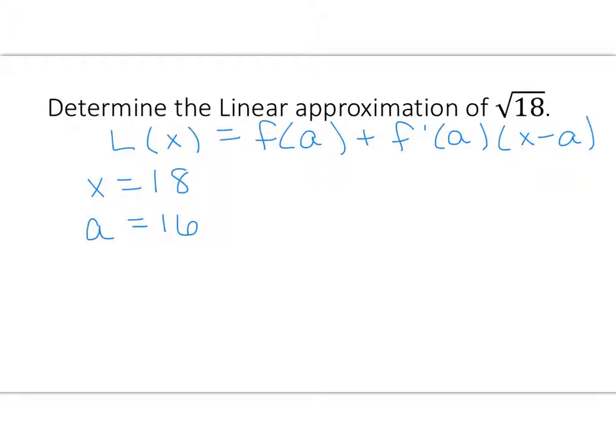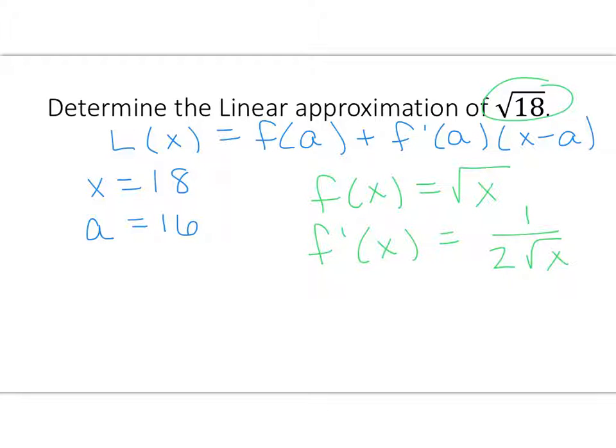But what the heck is the function for this problem? Well, we're talking about a square root, so my function is the square root of x. So that means f prime of that function is 1 over 2 square root of x. Okay, so now we're just going to plug in what we know. So we need to know what f of a is. So f of 16 we know is equal to 4. And then we also need f prime of 16, which will equal 1 over 2 times 4, which is 1/8.